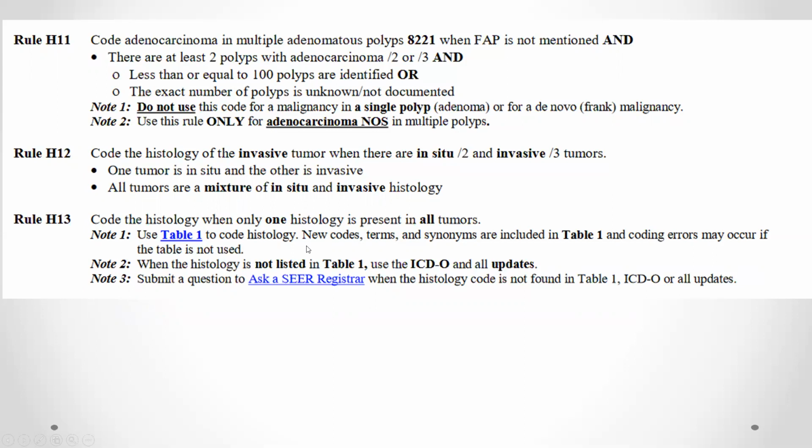One other thing with the tables, you can go to the table to get like a preliminary histology, but don't settle there. You still need to go through the rules and then only go back to the table when the rules tell you to go back to the table. And there's a link when it does tell you, and you can link right to that.